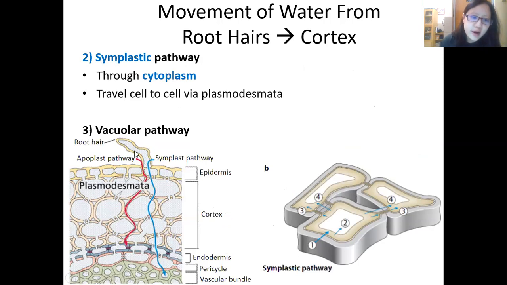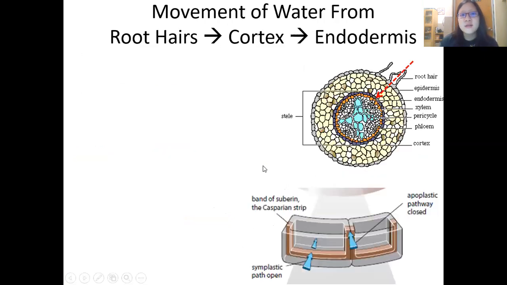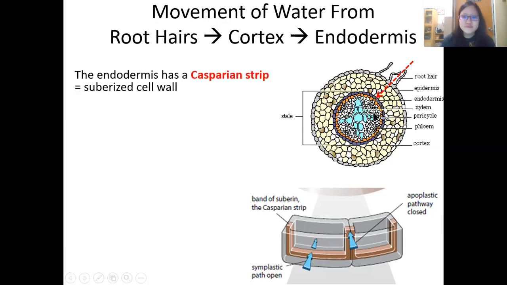So that's from the root hair. You can see here, root hair, soil out there, goes in the root hair, goes in the apoplast or symplast. And then now it ends up at the endodermis. So from the root hairs, the cortex, now we're at this layer here, the so-called second circle in the roots, called the endodermis. Now this is when the apoplast and symplast pathways become different or change a little bit.